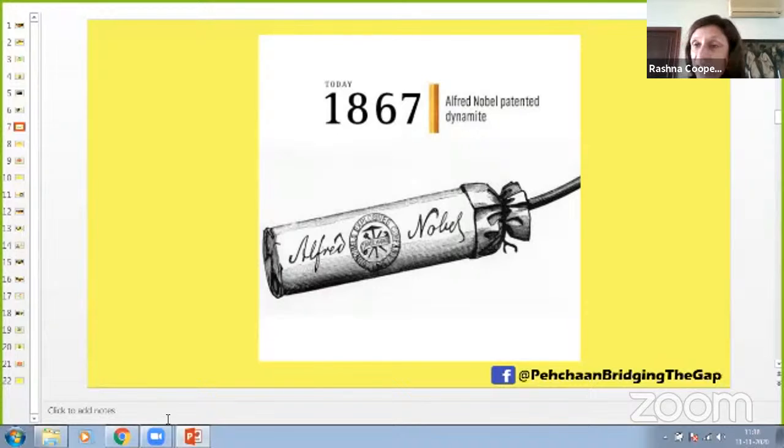So when Alfred Nobel invented this dynamite... I'm sorry, could you just explain what a tunnel is? Because I think there is some confusion between a cave and a tunnel. So a cave is naturally formed. It's formed by nature. But a tunnel is formed by man.